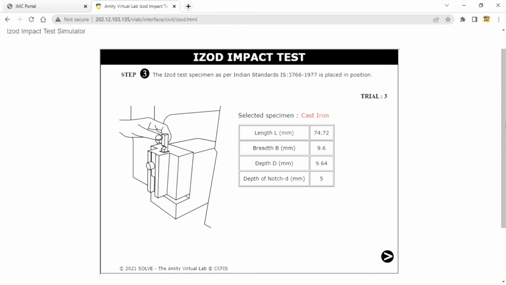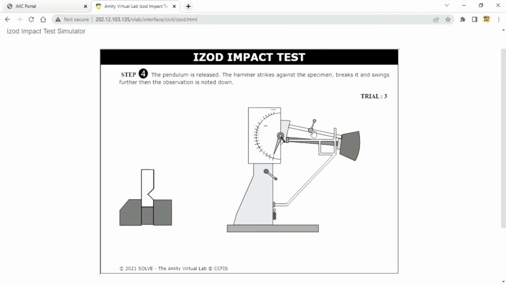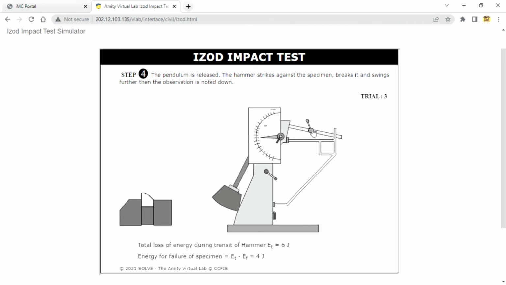Step 3. The Izod test specimen as per Indian Standard IS 3766-1977 is placed in position. The selected specimen is cast iron, so these are the length, breadth, and depth of notch D. Step 4. The pendulum is released. The hammer strikes against the specimen, breaks it and swings further, then the observation is noted down. Total loss of energy during transit of the hammer, ET, is equal to 6 joules. Energy for failure of the specimen, ET minus EF, is 4 joules.